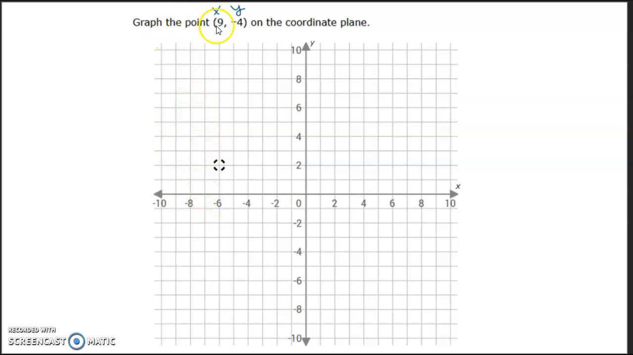So my X value is +9. If I'm always going to begin in the middle, I'm going to go to +9, which is right here, because I went 1, 2, 3, 4, 5, 6, 7, 8, and 9. My Y value is -4. Well, -4 is down here. So from where I'm at, I've got to go down 4 blocks: 1, 2, 3, and 4. And then you'll just plot this point, or if you're in IXL, just click.